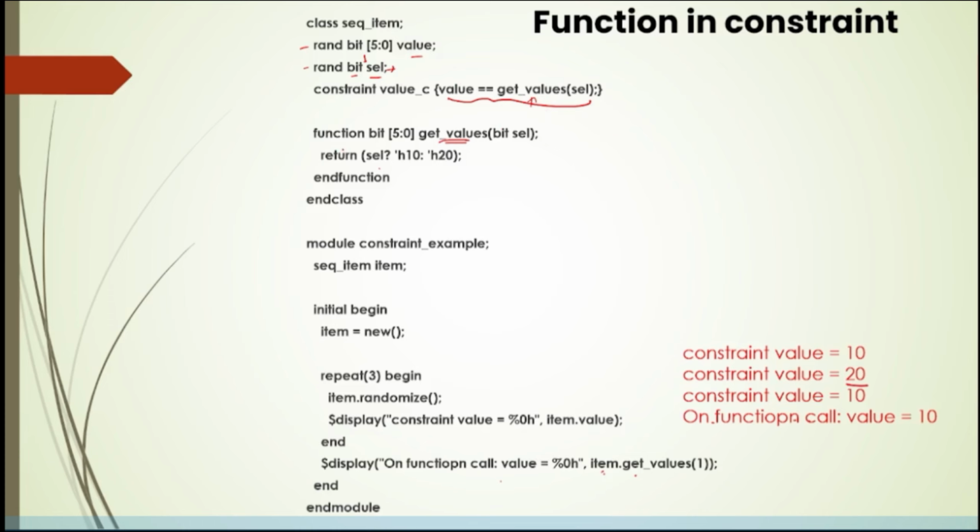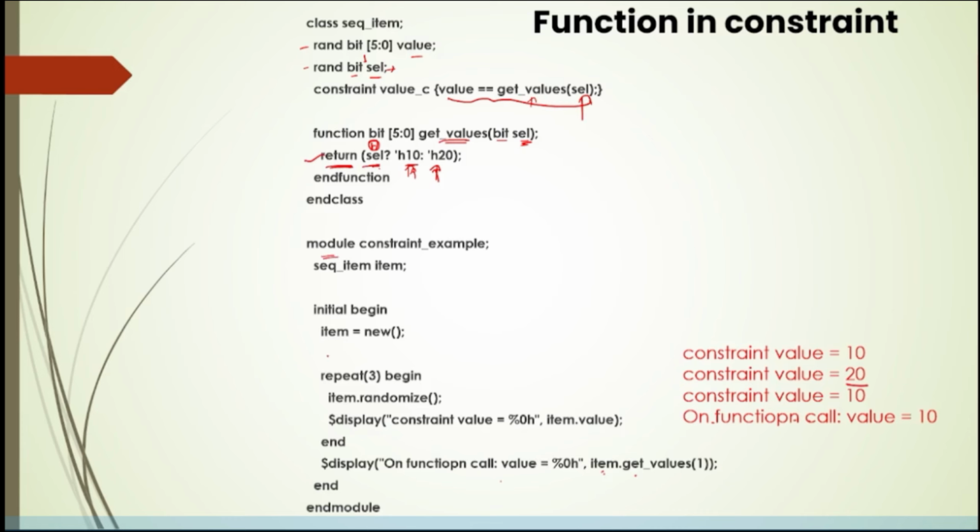Within this function, what I'm doing is writing the bit select. I'm just going to return this value. So this select is the return value for this particular constraint. For this return value, what is the condition I'm writing? Select question mark, so that is the conditional operator. If select is 1, then 10 is going to be the output. If this is true, the first statement is executed, and if this is false, the second statement is executed. You already know about conditional operator execution. So this is the return value of my select, and then end function.